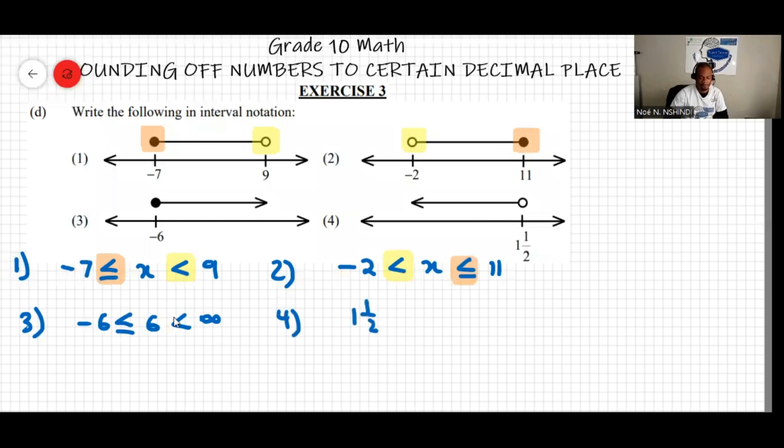And then question 4. I meant to write x over here, but I wrote 6, so it's x here. Over here, you see the arrow is pointing in the opposite direction, so this means it's from -infinity lesser than x, and then lesser than 1.5. This means from -infinity to 1.5, but 1.5 itself is not reached.